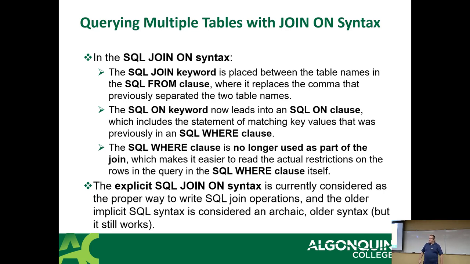If you get a job in the wild and you actually write an implicit join and the person doing the pull request on your code looks at it, they'll go, what the heck is wrong with you? Use a join. Okay, so an SQL join is used to separate the tables in the from clause. Before, I had table 1, table 2. There's actually a magic set of keywords you can shove between those, so you don't have to include stuff in the where clause. The word on is basically saying you're going to join on this table. The where clause is no longer required because part of the join syntax includes the point of commonality, basically the equi part. And as the last item says, the explicit SQL join ON syntax is currently considered the proper, right way to write SQL join operations. The older ones are considered archaic, but it still works.